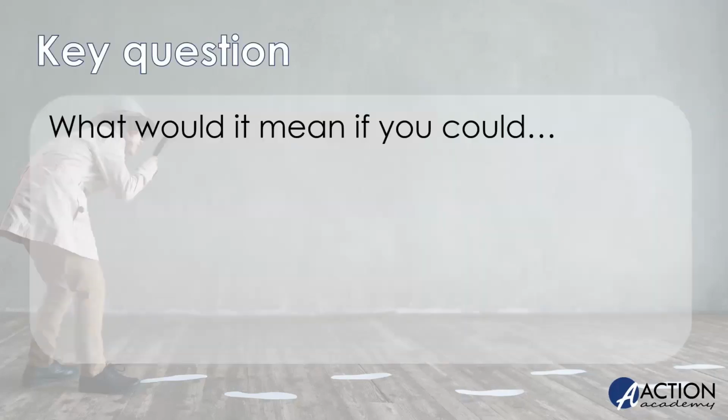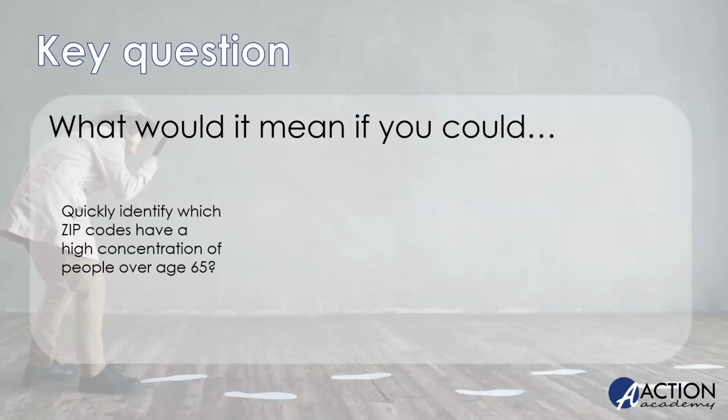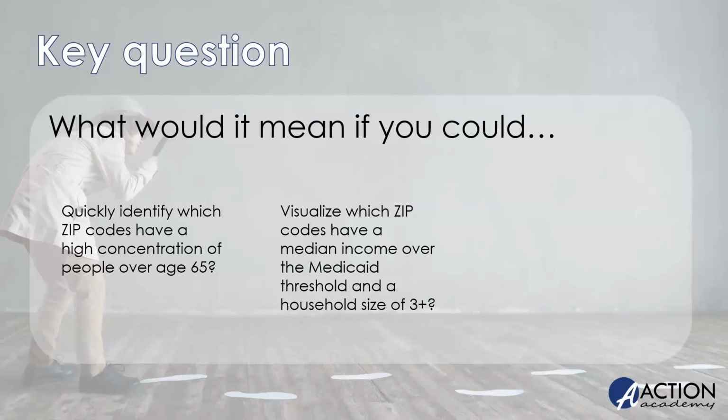I want to get your brains ready to engage with me. I have a key question for you, and as soon as you have an answer, please use that handy dandy chat feature at the bottom of your screen. What would it mean for your business if you could do any or all of the following? What would it mean if you could identify which zip codes near you have a high concentration of people over age 65? What would it mean if you could visualize which zip codes or census tracts have a median income over that Medicaid threshold and a household size of 3 or more?